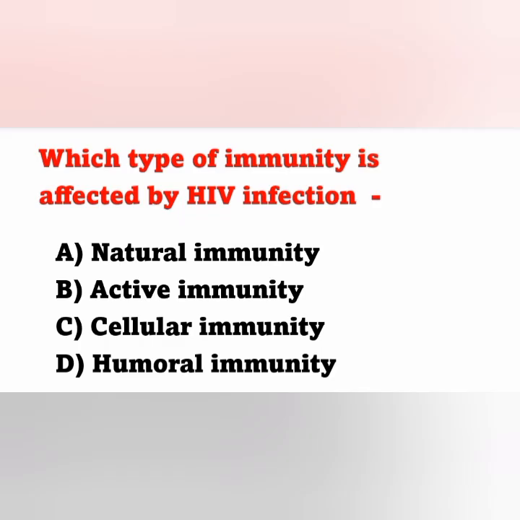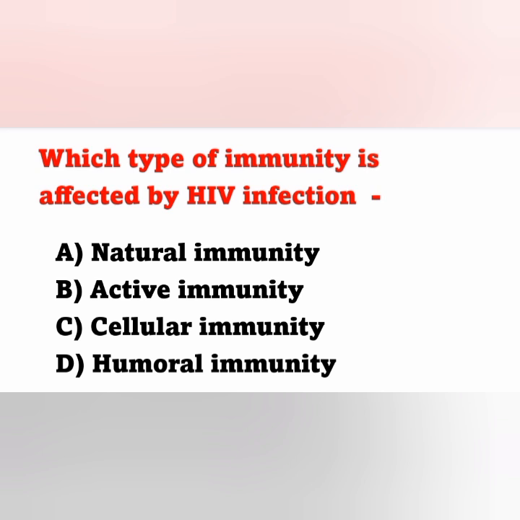Friends, here we can see questions for ESIC exam preparation. Also these questions will be helpful for your RRB exam, Navodaya Vidyalaya exam preparation and DME Kerala PSC exam. We can see the questions. First question, which type of immunity is affected by HIV infection? Options: option A natural immunity, option B active immunity, option C cellular immunity, option D humoral immunity.